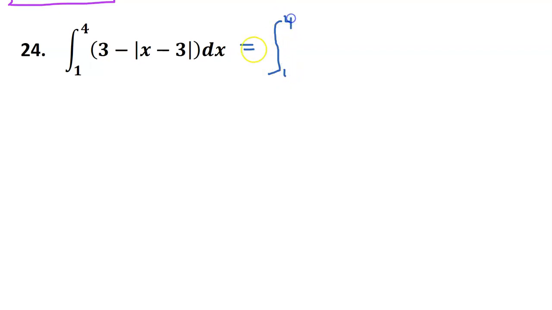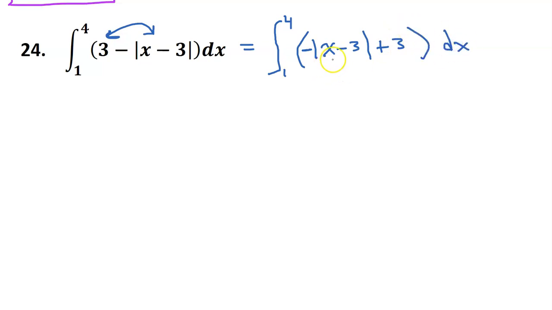Okay, so we have the integral from 1 to 4. I'm just going to rearrange the order of this to make it more obvious what we're looking at. So we have the absolute value of x minus 3. Well, actually, negative absolute value of x minus 3 plus 3. So we have an absolute value where the parent function is going to be upside down because of the negative sign. It's shifted 3 to the right because of the minus 3, and the vertex will be up 3 because of the plus 3. So let's draw a graph of that over here to the left.